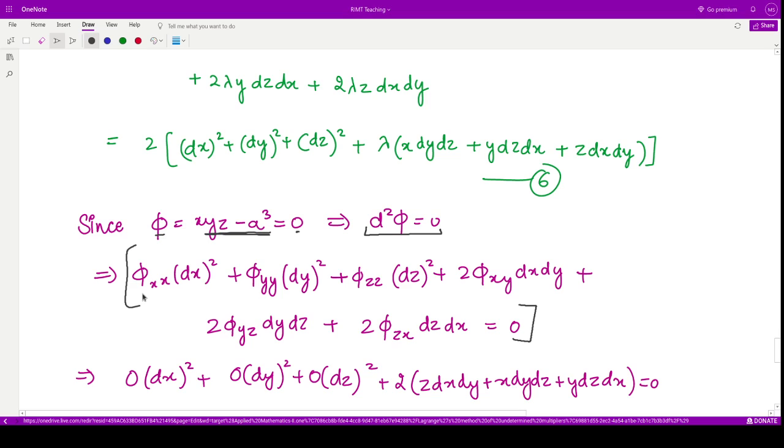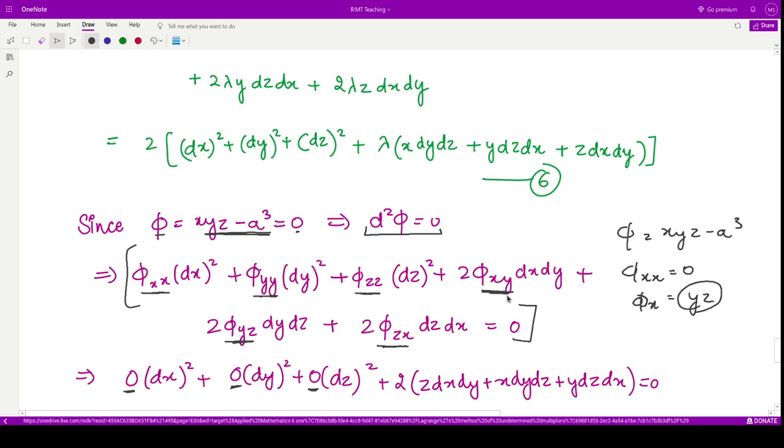Now we have to determine phi of x, phi of y, phi of z, phi of xy, phi of yz, and phi of zx. When you compute all this, because you have phi as x y z minus a cube, what would be phi xx? It would be 0, because phi x is y z, and when you again differentiate it with respect to x, this term is going to be 0, because this is a constant when you take the partial derivative. So that is why you have this first term as 0 here. Similarly, this is also 0, this is also 0.